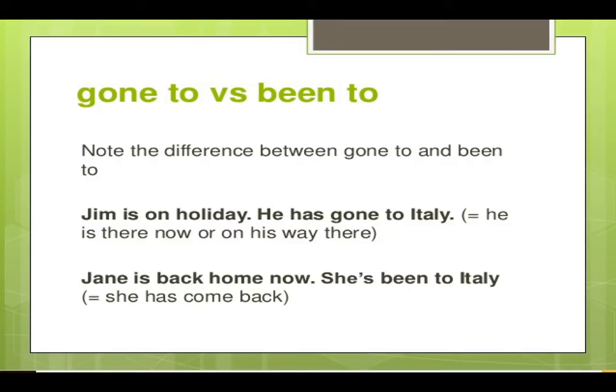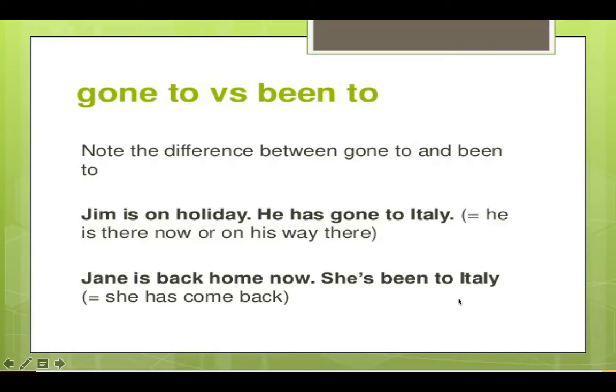When we use present perfect, we can find a problem, which is to identify the difference between using been and gone. Over here we have two examples and we are going to notice the difference. The first one says, Jim is on holiday, he has gone to Italy. And the other one says, Jane is back home now, she has been to Italy.